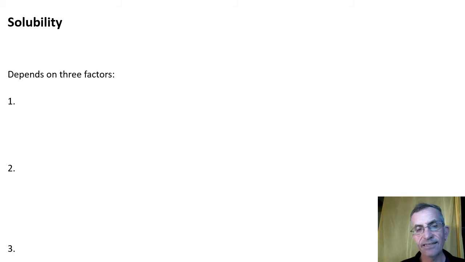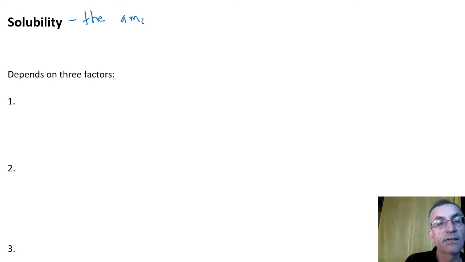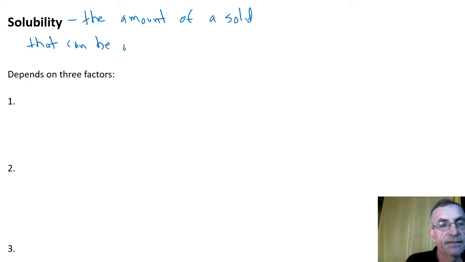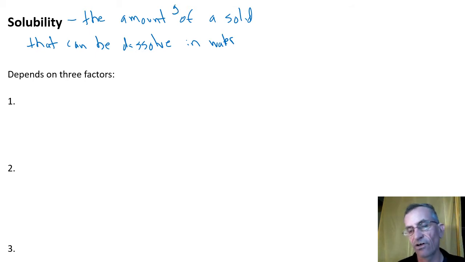This idea that you can only dissolve so much stuff has a name. That's called the solubility of something. So let's define that a little better. Solubility is the amount of a solid that can be dissolved in water. It's the amount of stuff you can dissolve in water. And when I say amount, typically what I mean is how many grams of stuff can you dissolve in water?